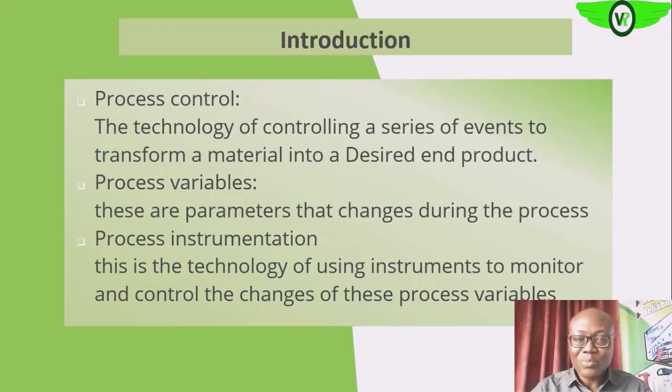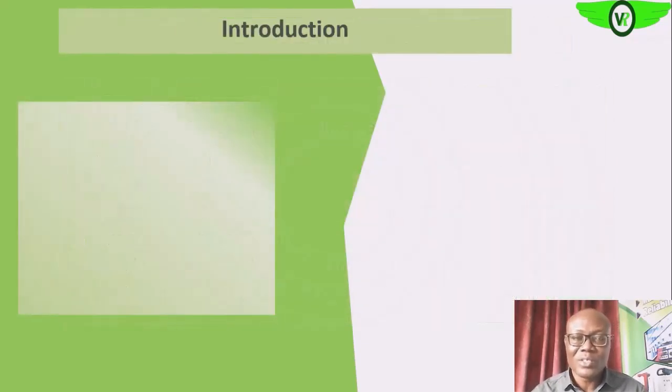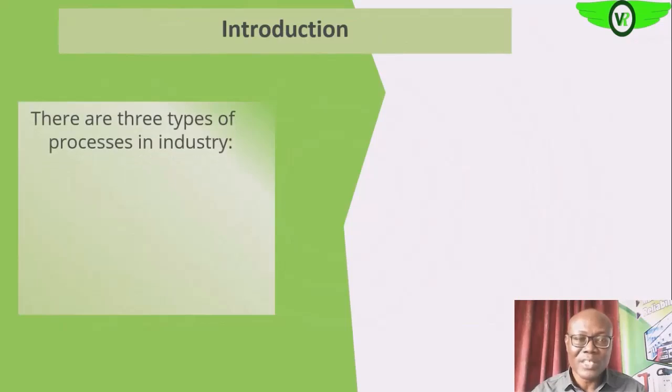That is called process instrumentation. So we are going to see more details of it later, okay. So let us also look at the types of process industries that we have. We have basically three types. We have the continuous process.